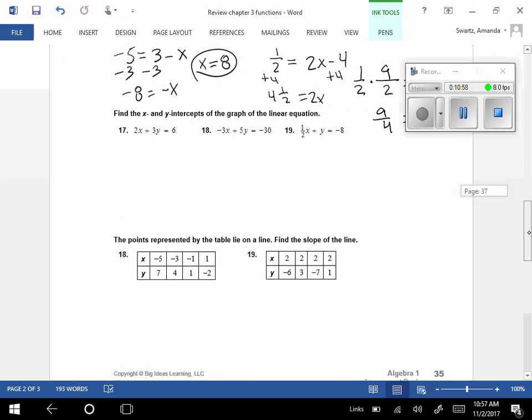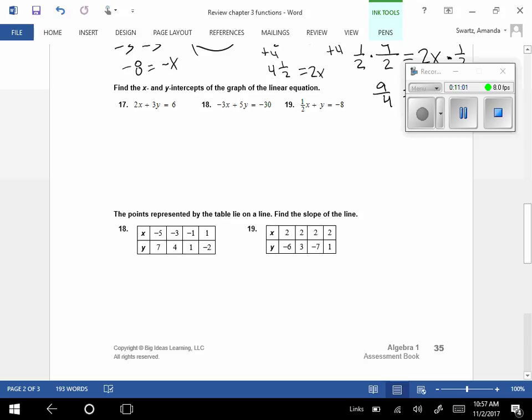Pretty simple there. Then finding the x and y intercepts of each of these. For x-intercept, y equals 0. For y-intercept, x equals 0. So you're just plugging that in. So if y equals 0, we have 2x equals 6. We divide by 2, and x would equal 3. If x equals 0, we have 3y equals 6. So y equals 2. So your ordered pairs would be (3, 0) and (0, 2).